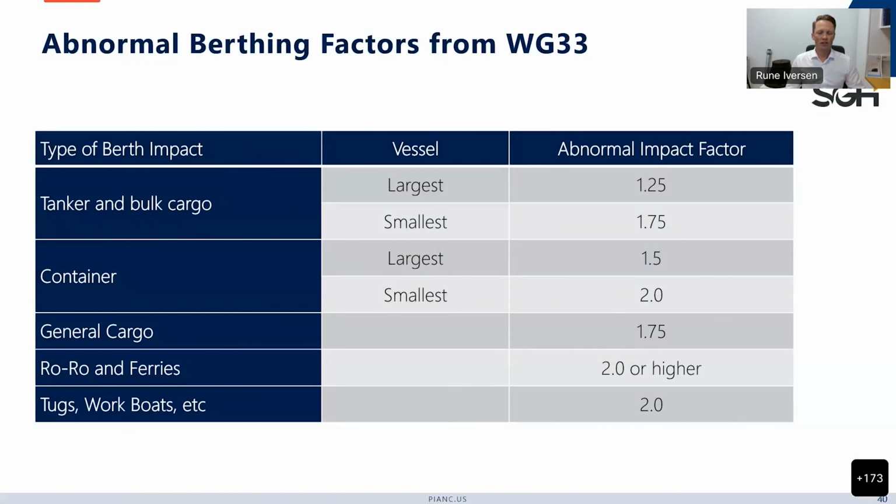Working Group 33 suggested a range of abnormal berthing factors for tankers and bulk cargo ships. It was suggested an abnormal impact factor of 1.25 for the largest vessels, 1.75 for the smallest ones. Container vessels, similar numbers, 1.5 for the largest vessels, 2 for the smallest ones, 1.75 for general cargo vessels, 2 for ro-ros and ferries, and 2 for tugboats, workboats, etc.